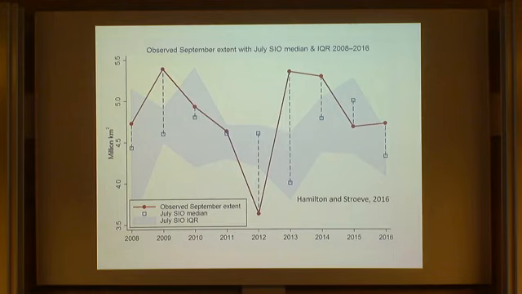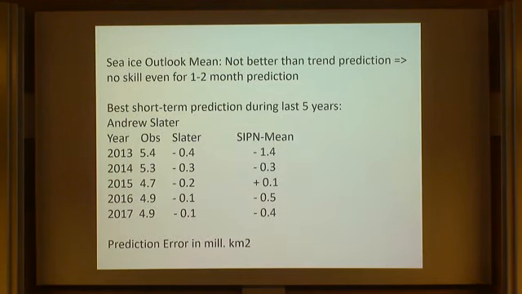If we look at how skillful these predictions are, we see that in years where the observed value is quite close to the climatology, the predictions are not that bad, but the extremes are not predicted, at least not by the mean value from all the contributions. So in a way, the mean from the sea ice outlook is not really better than a simple trend prediction. Also, even for the shortest period, there is no skill.